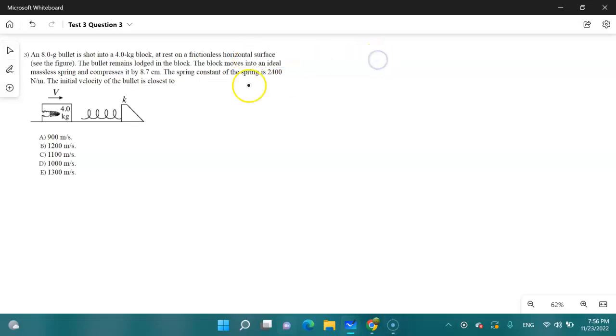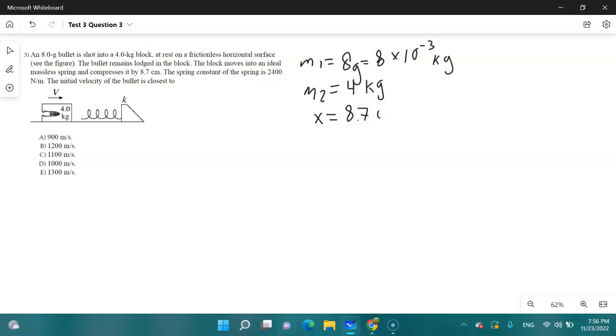Alright, so in this problem we're given a situation where an 8-gram bullet, let's do this first math, 8 grams, so we're probably going to work with kilograms, so let's just convert that real quick to 8 times 10 to the negative 3 kilograms. Okay, so this 8-gram bullet is shot into a 4-kilogram block at rest on a frictionless horizontal surface. The bullet remains lodged in the block. The block moves into an ideal massless spring and compresses it by 8.7 centimeters.